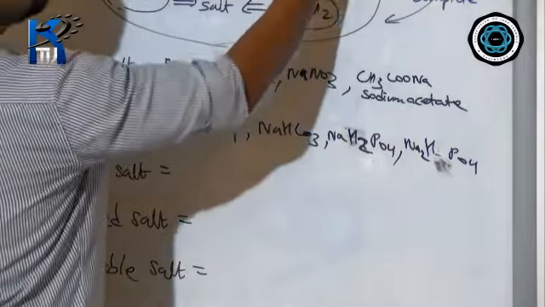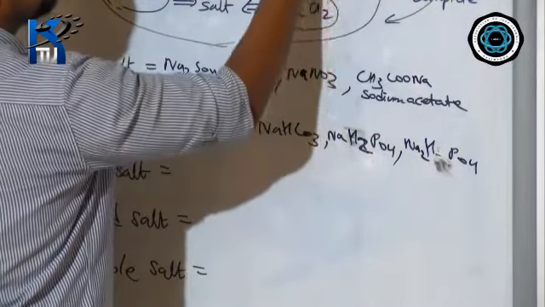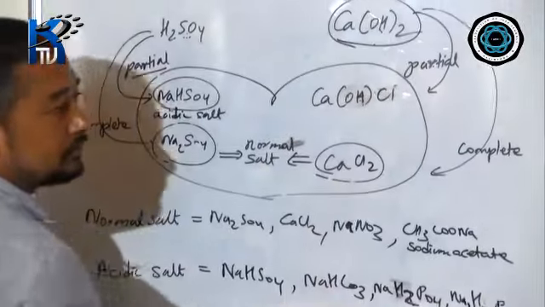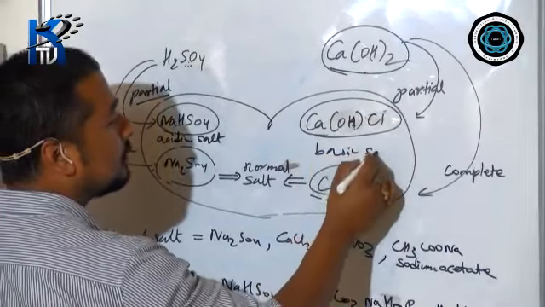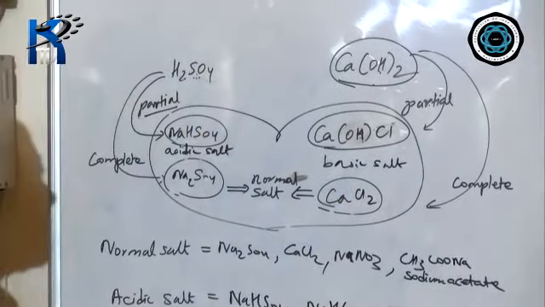Now we go to the basic salt. You can see here, from here to here, the replacement of hydroxyl ion of a base is partial. Okay, and this is one of the examples of your basic salt. Basic salt. So what is a basic salt then?